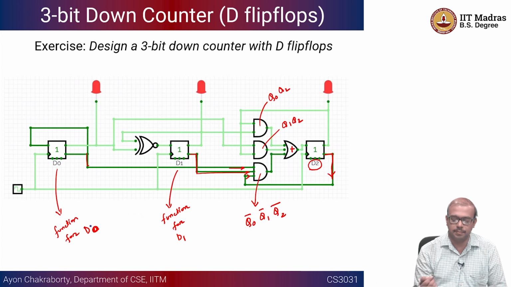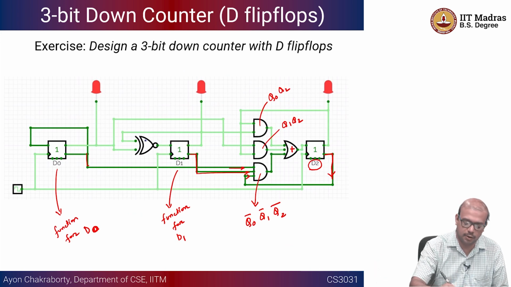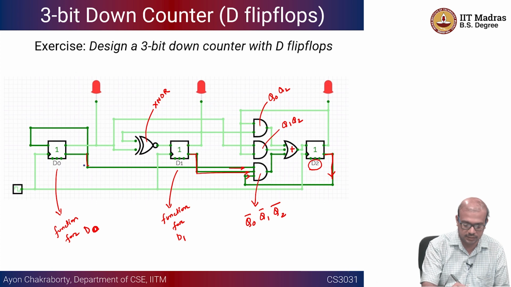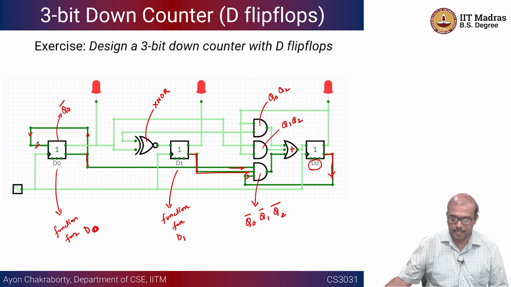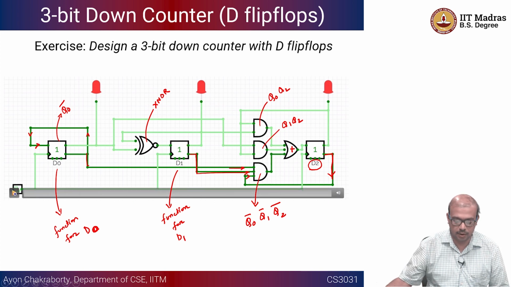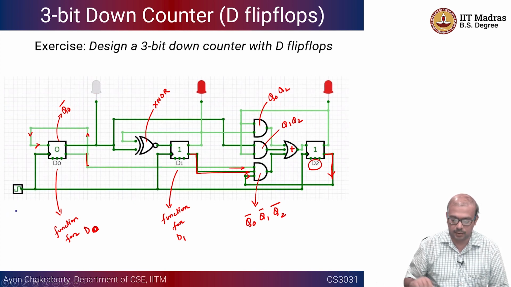Okay, and it comes out to be, I could see an XNOR, right? So this is an XNOR function. This is probably very simple, D0. I could see this is just probably Q0 bar, right? This Q0 bar is being fed, right? You can simplify it and figure it out. Okay, so now you can see that I can make this circuit work.